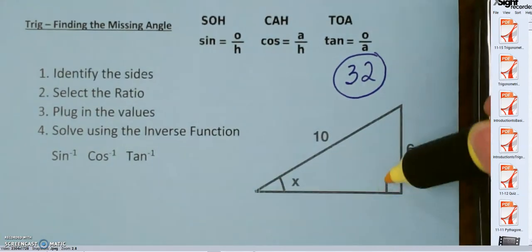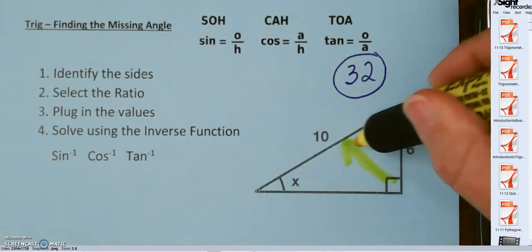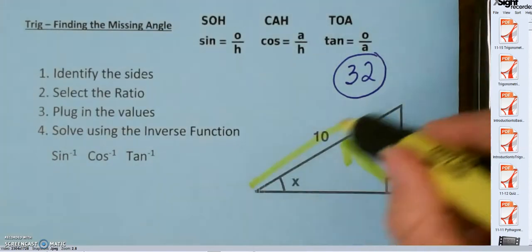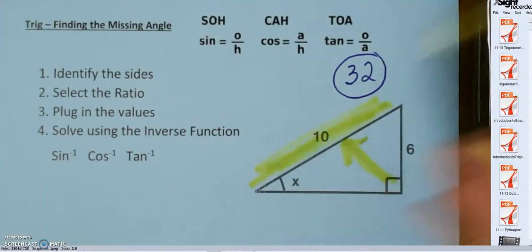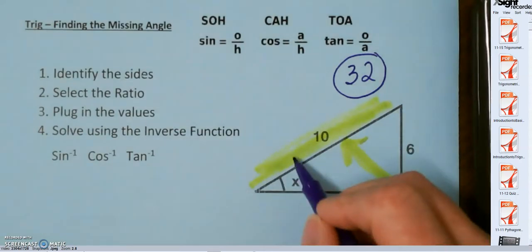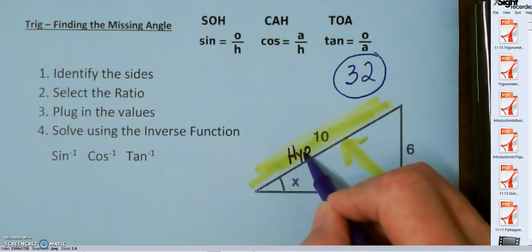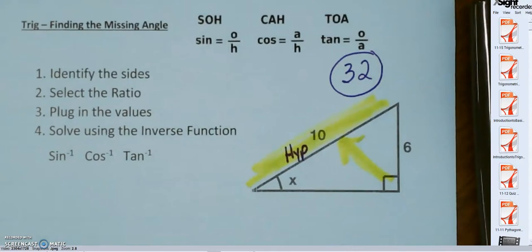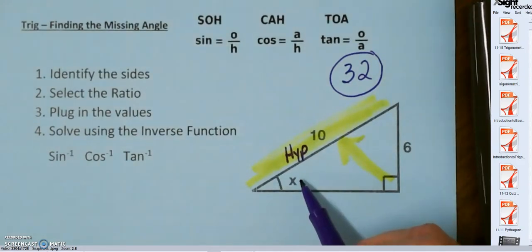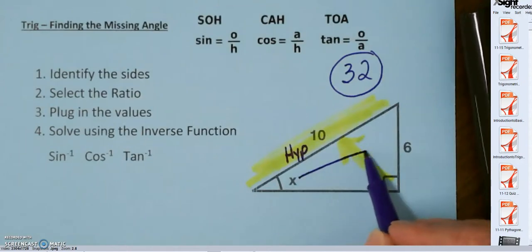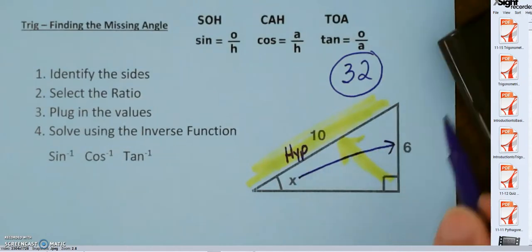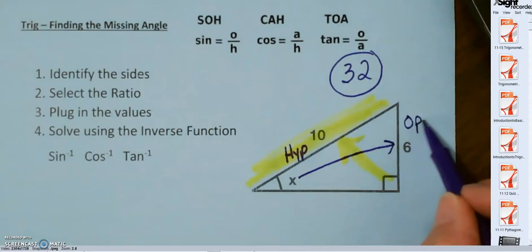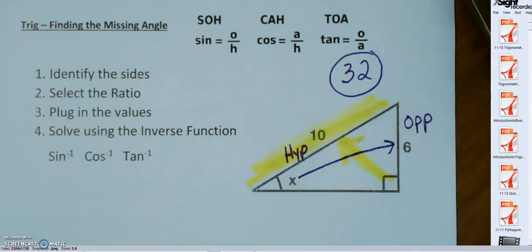So I'm starting with a highlighter. I'm going across from the right angle to identify that that is the hypotenuse. Now, because we are looking for the angle, that is the reference angle. So I'm starting here where the reference angle is x. I'm going through the middle of the triangle to the opposite side. Okay, so there's step number one, identify the sides.